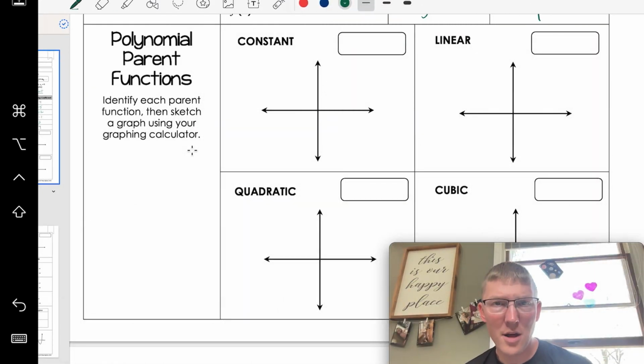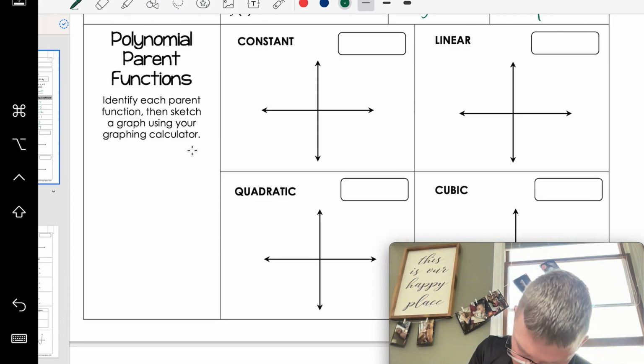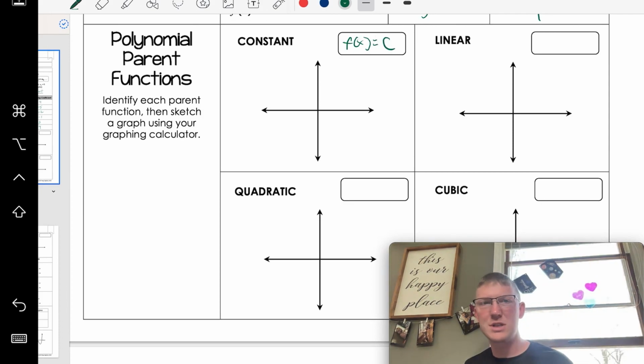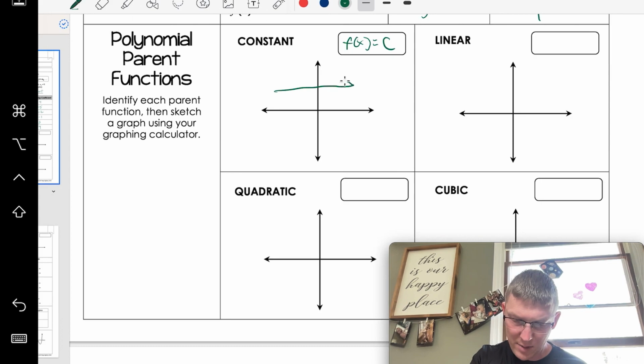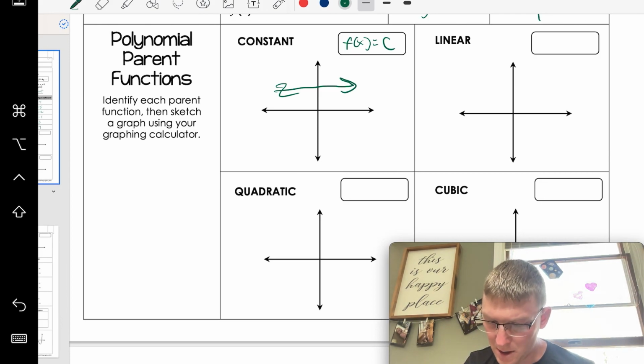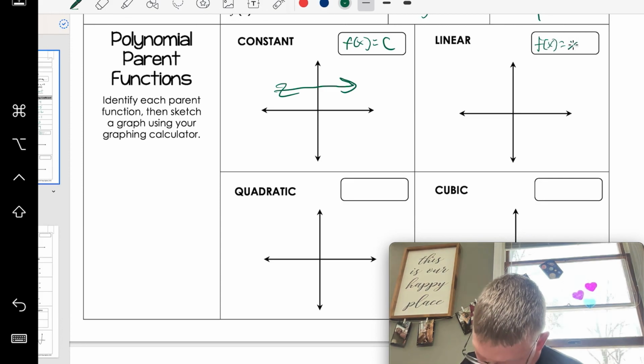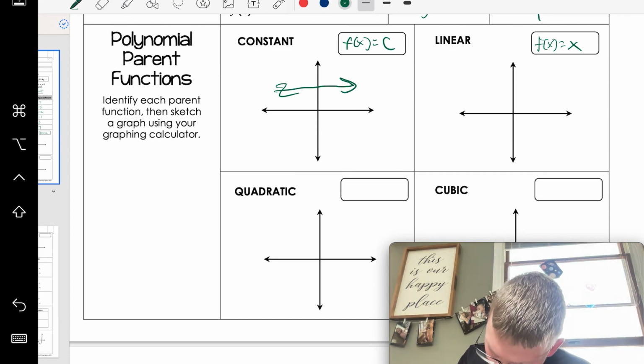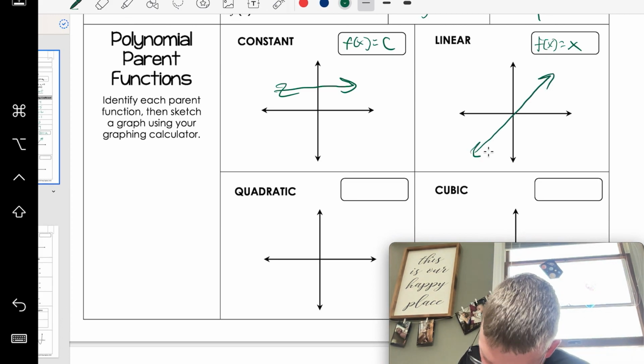Okay, this should be another little bit of a review, just to go over some of the parent functions that we might be dealing with. If we have a constant, that's going to look like f of x equals c. We use c for a constant. That's just going to be a horizontal line. Generally it would be flat, but my artistic ability is terrible. Then we have a linear equation, f of x equals x. It's a first degree polynomial, and this is just your standard line.